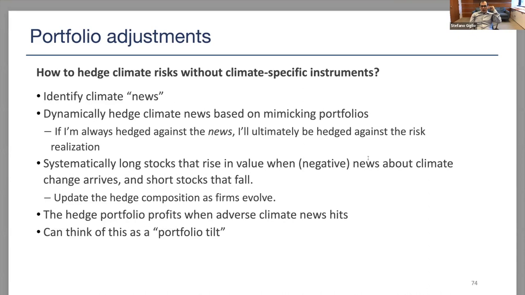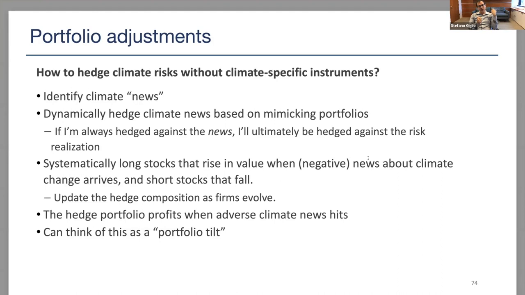Now, suppose that you want to hedge climate risk using stocks. How would you do it? The most natural way is to use a mimicking portfolio approach. First of all, I'm not trying to hedge weather risk. I'm not trying to hedge tomorrow's rains. I'm trying to hedge very long-term climate risk. How can I hedge very long-term climate risk with a portfolio of equities?